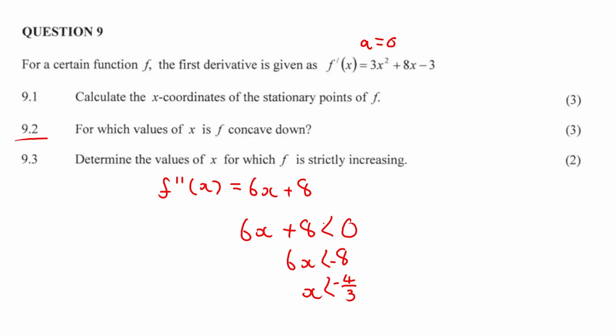Sorry, this positive 8 on the left-hand side, when you take it over to the right, it becomes negative. So x equals negative 8 over 6. And x is less than negative 4 over 3. And that is the answer for 9.2. Let us have a look at 9.3. Just quickly take it down. I am going to clean.